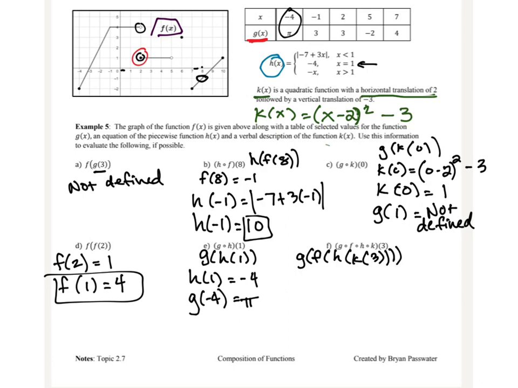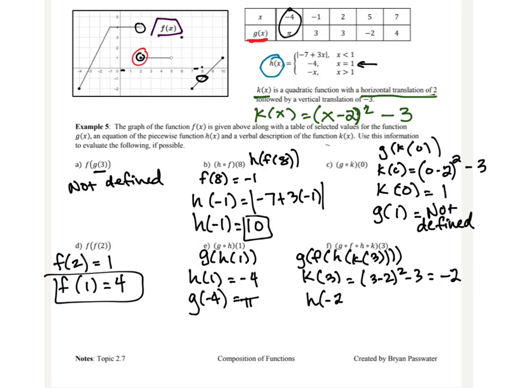Okay, so we're starting on the very, very inside. K of 3 is going to be 3 minus 2 squared minus 3. So 1 minus 3 would be negative 2. I told y'all, these are like those little dolls that output each other. Right? Russian nesting dolls. That's exactly what we're dealing with.